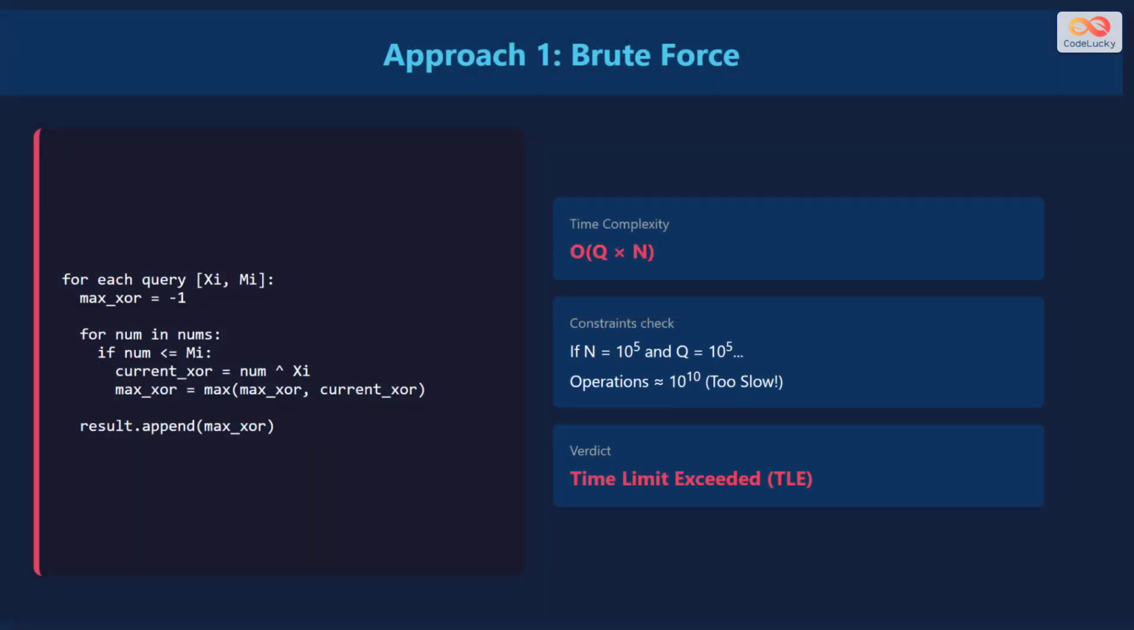The most intuitive approach is brute force. For every single query, we iterate through the entire array. We check if the number is less than or equal to the limit, calculate the XOR, and keep track of the maximum. However, with large constraints, this results in a time complexity of big O of q times n, which will likely exceed the time limit.